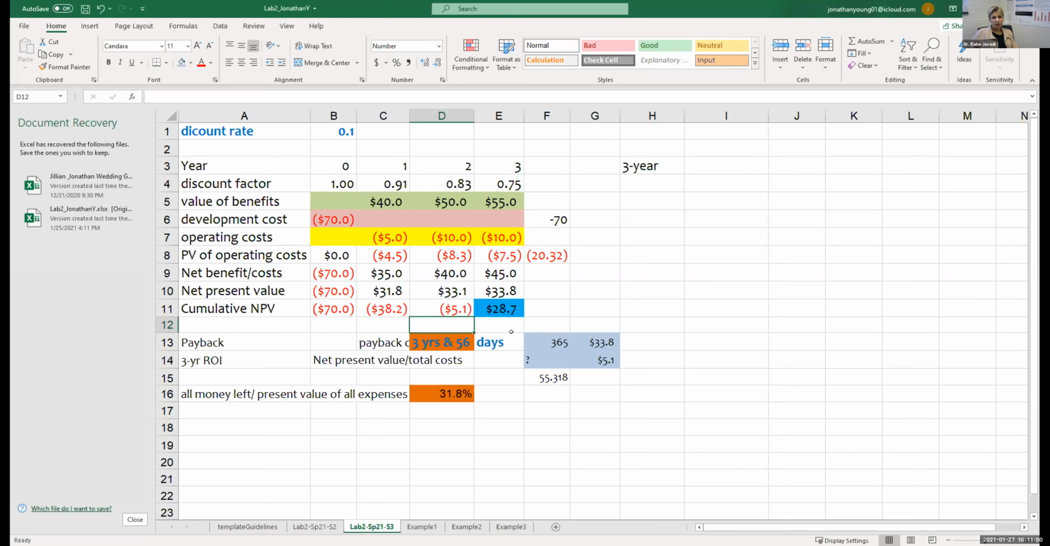Is that Jonathan? Yes. Show me. Start with D8 and move one cell at a time down. Yes, go down. Yes. Yep. Show me the formula for F15. Good. Thank you. You're good, Jonathan.